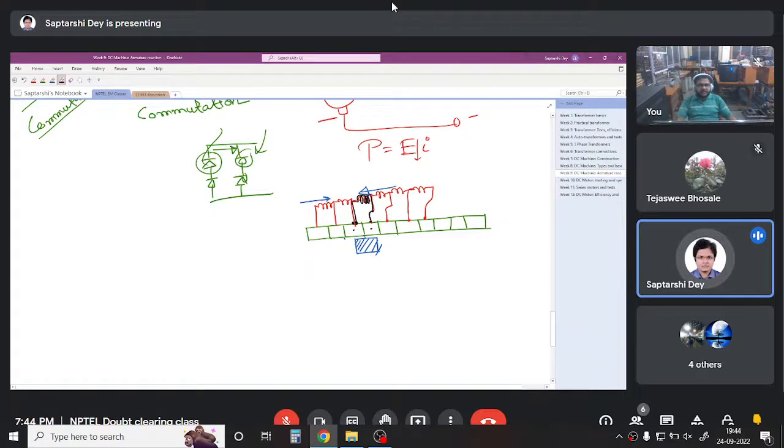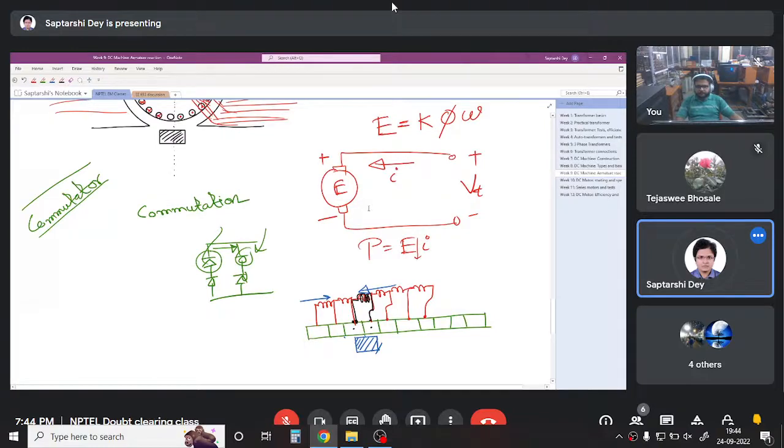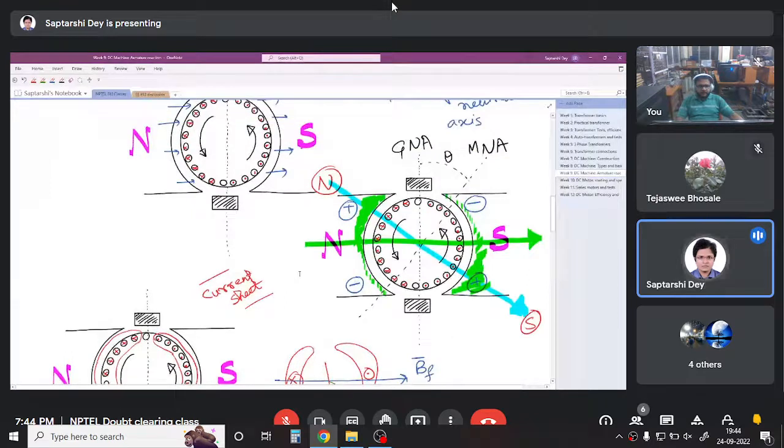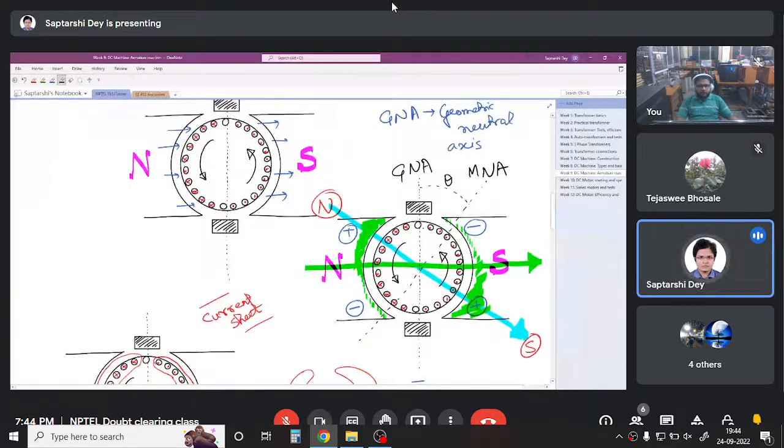Why? Because this is at the magnetic neutral axis. It is not carrying any current. So a coil that does not have any voltage induced in it, we can short-circuit it. No problem. But the point is, say in this diagram, now our magnetic neutral axis has shifted. So the current distribution that I drew here is no more correct because the magnetic neutral axis has shifted. So now what will happen?